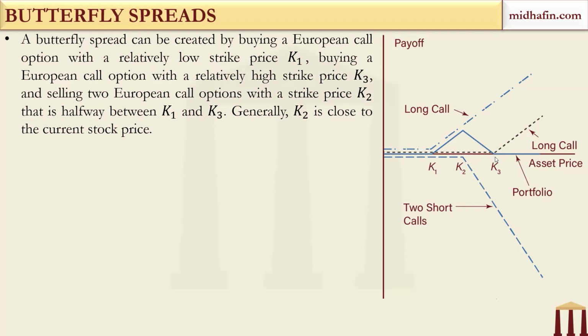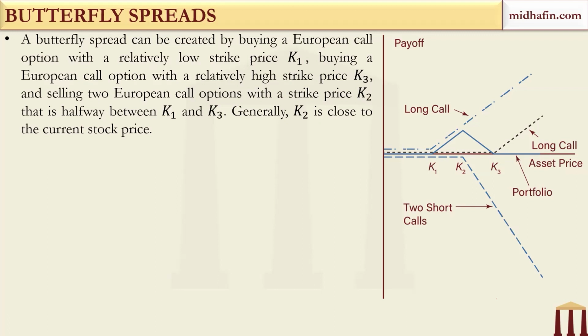You bought a call option with strike price 40. Okay. Then K2. K3 was 40. Then you have to do something about K2. So you have to sell two call options with strike price K2. But there is a condition that has to be fulfilled.